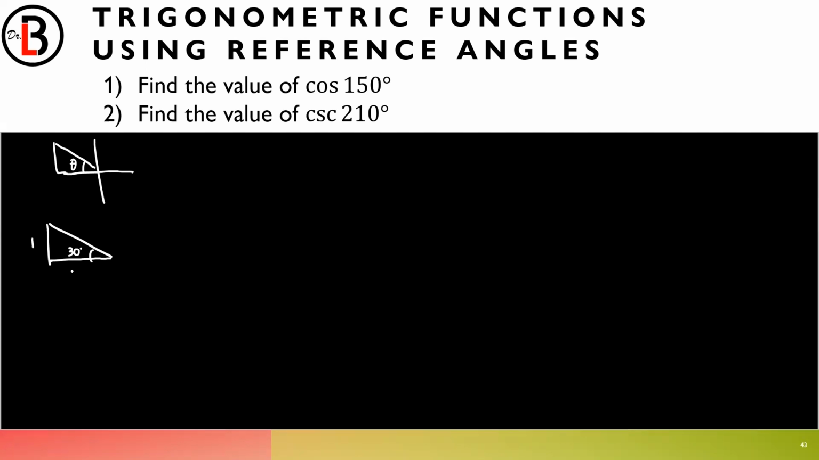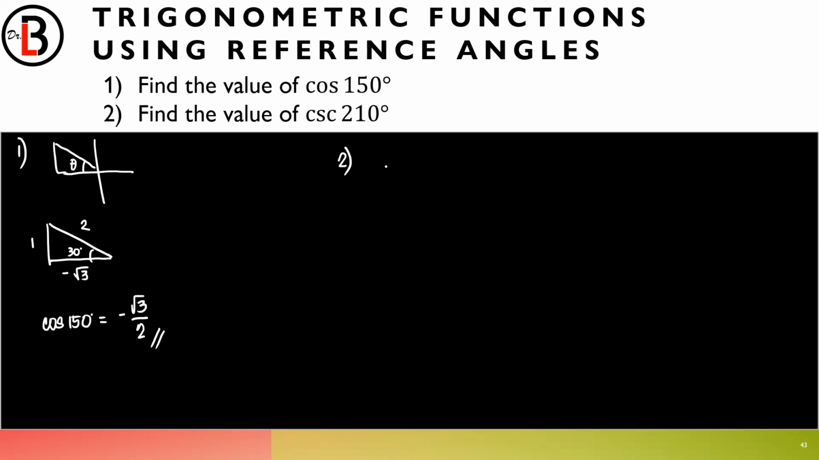Opposite is 1. And then this is 2. This is square root of 3. However, going to the left, x is negative. Right? So, I can say that cosine of 150 degrees is adjacent, which is negative square root of 3 over 2. Can you follow? Because in quadrant number 2, cosine would be negative. This is number 1.